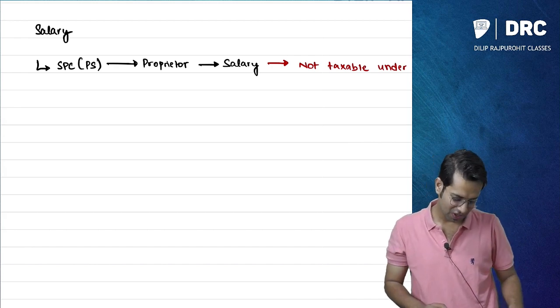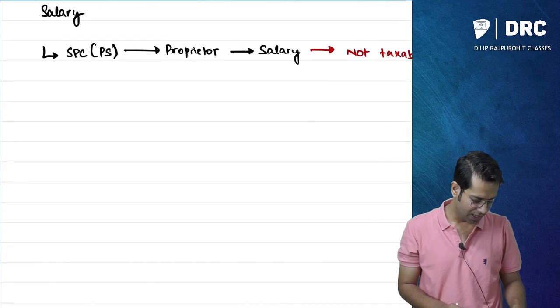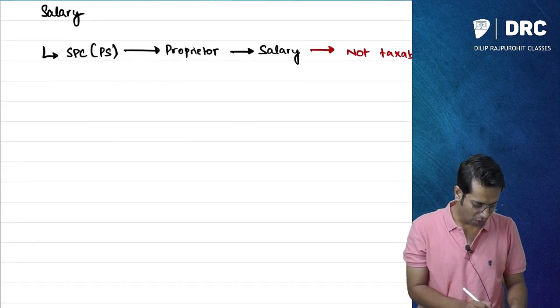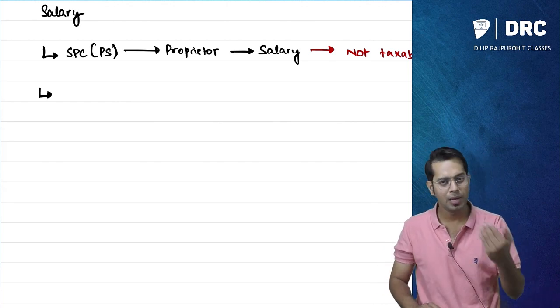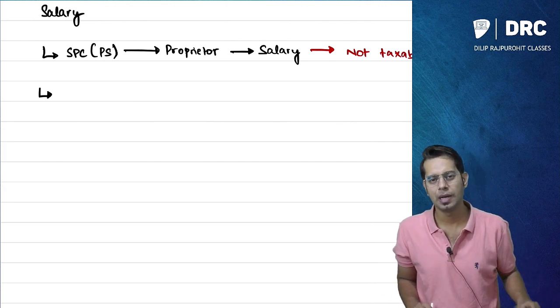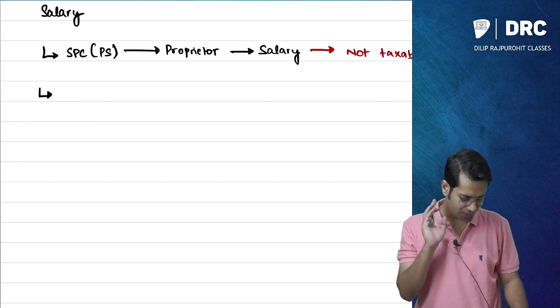It is not possible. There should be two people. Here there is no employer-employee relationship. Therefore, I am only the owner. I am paying money to myself. This amount which is paid by me will not be taxable under the head salary.